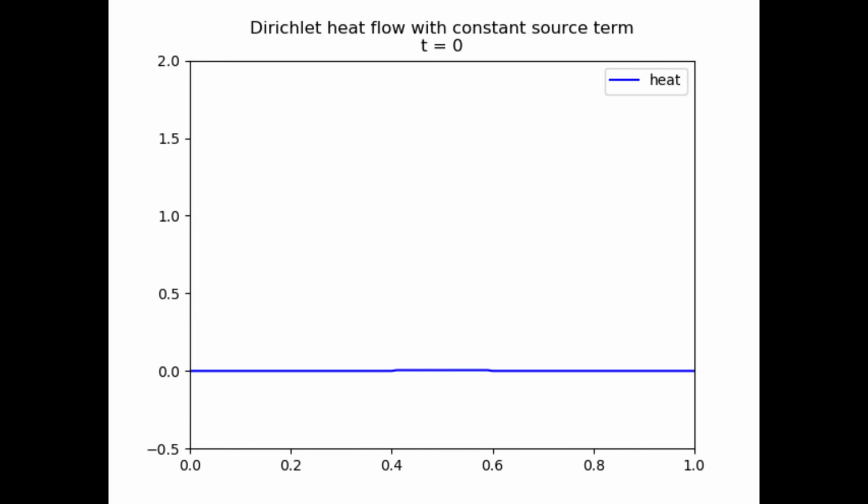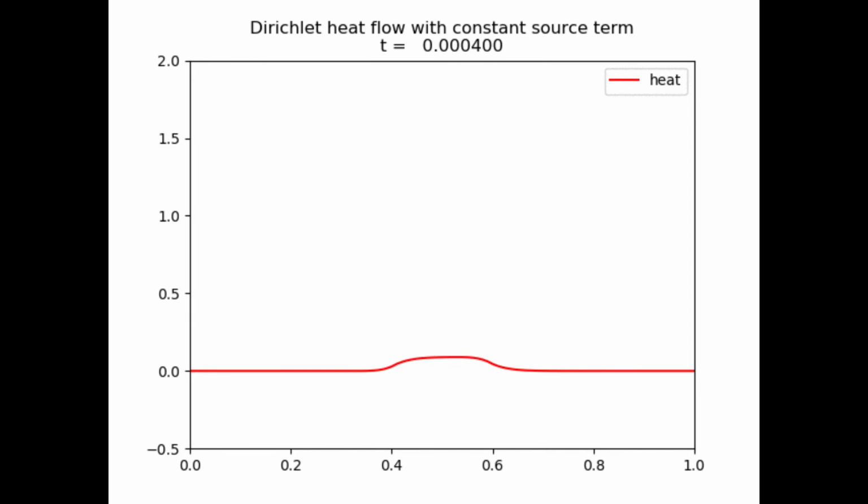Finally, let's take a look at an example where the initial heat distribution is 0, the boundary values are fixed to 0, but we've got a non-zero source term. Let's say the source term is non-zero in the middle of the interval from 0.4 to 0.6. Again, it's a piecewise constant function: 0 everywhere except within this interval from 0.4 to 0.6, where it equals 1. And then we let the heat evolve over time.